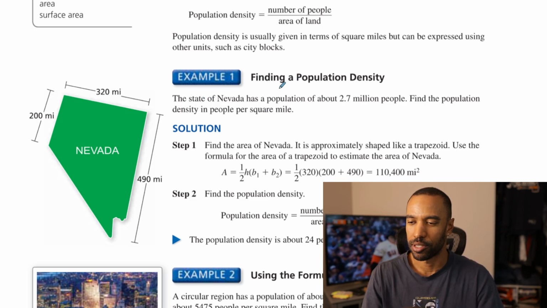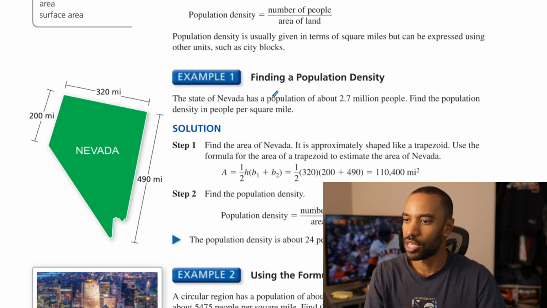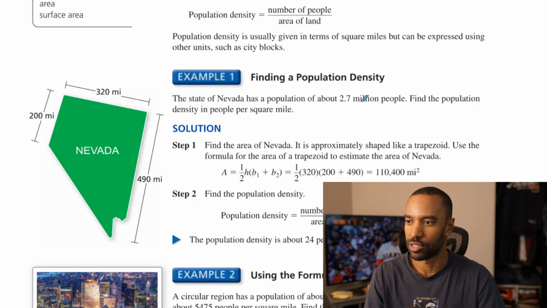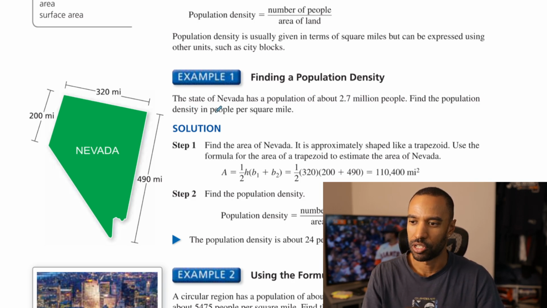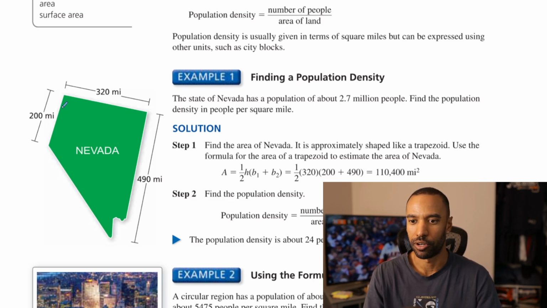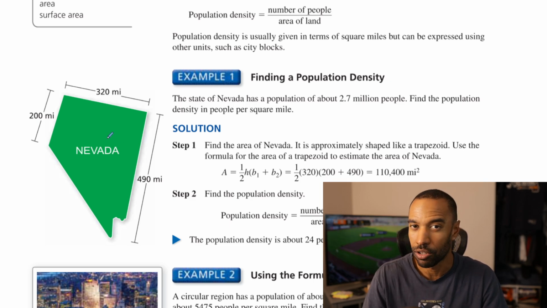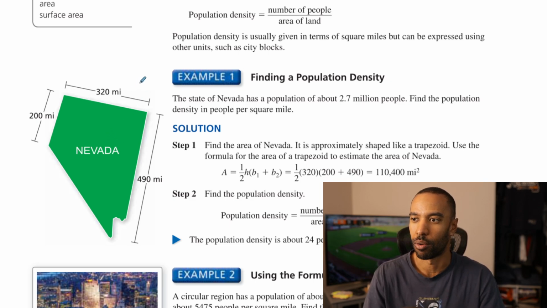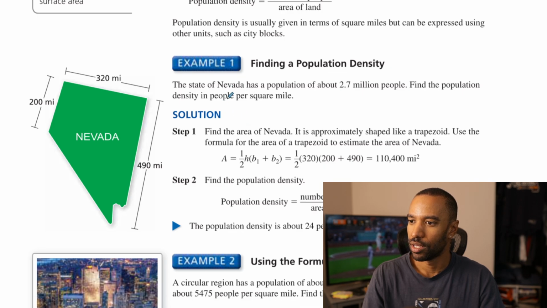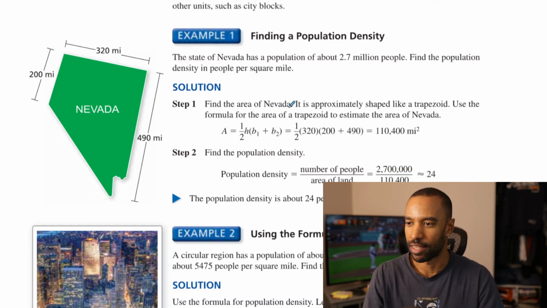All right, finding a population density. Example 1. Let's take a look. The state of Nevada has a population of about 2.7 million people. Find the population density in people per square mile. So you can see that they're showing you some version of Nevada with these values here. It looks like we're going to have to find the area ourselves in order to use that formula. So step 1, find the area of Nevada. It's approximately shaped like a trapezoid.